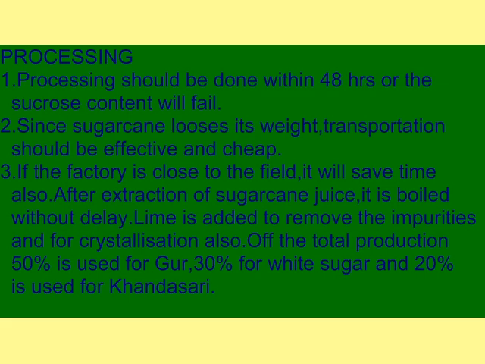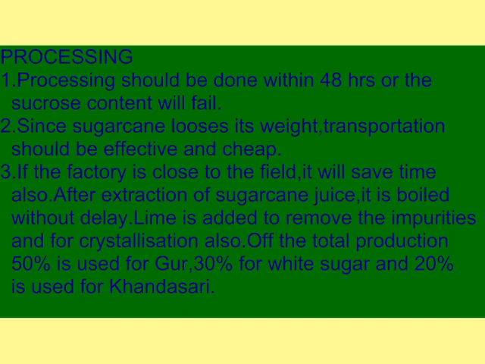Number two, since sugarcane loses its weight, transportation should be effective and cheap. Three, if the factory is close to the field, it will save time also. After extraction of sugarcane juice, it is then boiled without delay. Then lime is added to remove the impurities and for crystallization also.